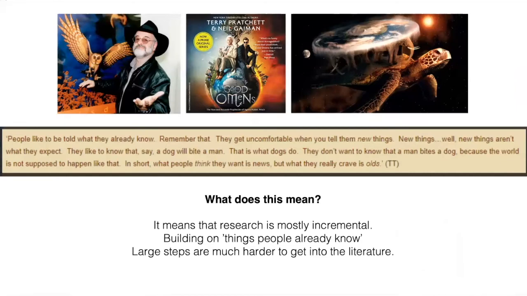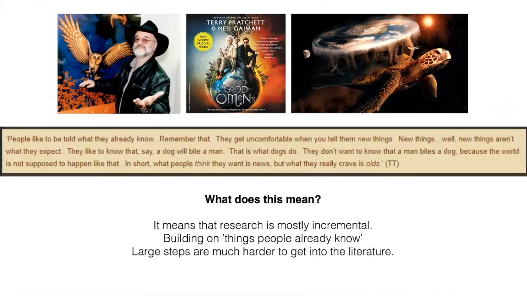Here's Terry Pratchett, one of my favorite fantasy fiction authors of all time. If you're not English, maybe you've not heard of this guy, but Terry Pratchett, he said this: people get uncomfortable when you tell them new things. People don't believe you as easily when you talk to them about things that they are not expecting to hear.